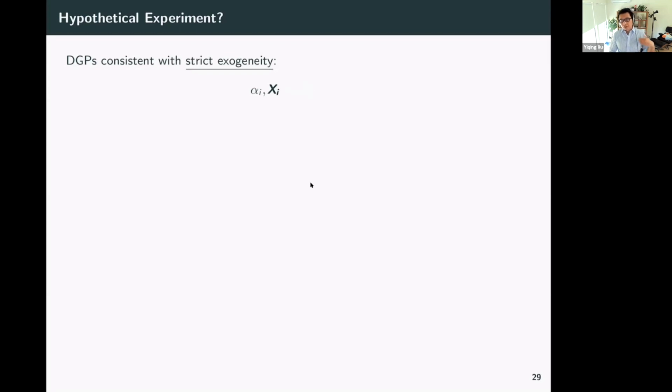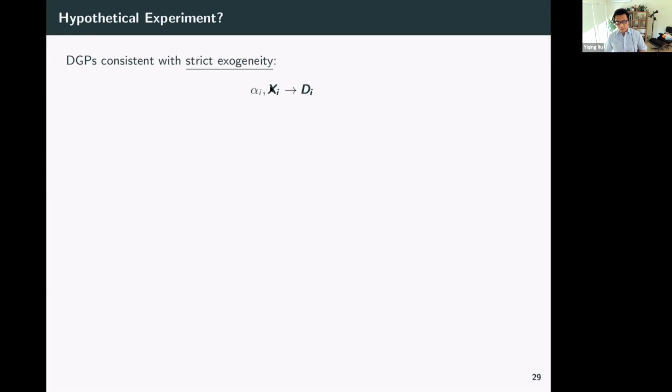Okay, so I start with alpha I and X I. There's a little bit of abuse of notation here. X are covariates, a set of purely exogenous covariates, and then alpha I is the individual fixed effects, or individual heterogeneity, or unobserved individual characteristics. And then based on alpha I and X I, either observed or unobserved covariates.